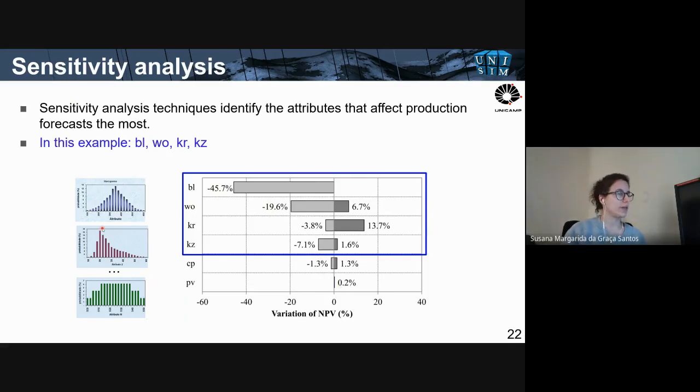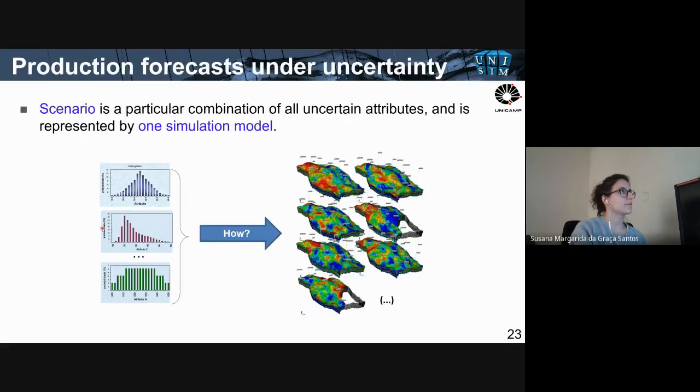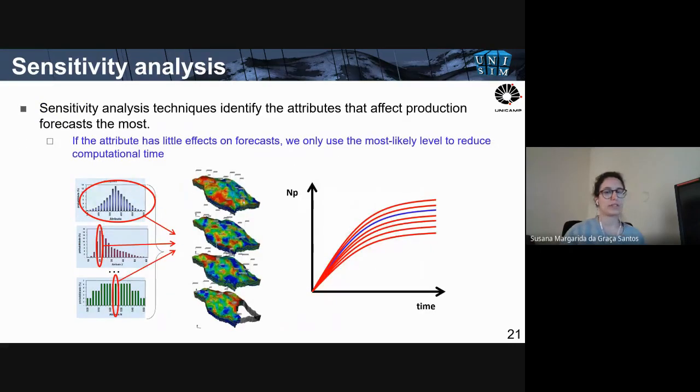And one way to do it is with this one I've shown here, but because David has asked, I'll talk a little bit about that. This one is called the one factor at a time sensitivity analysis. So I take the base case where everything is fixed, and then I analyze all the possible values of each attribute individually.